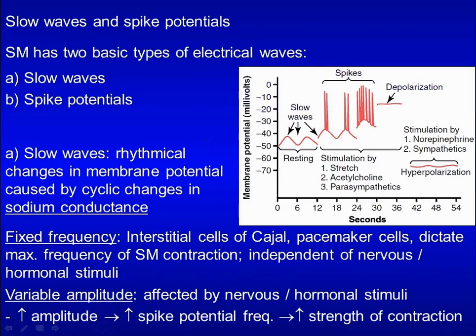Spike potentials are true action potentials. They occur when the resting membrane potential becomes higher than -40 millivolts. They cause smooth muscle contraction. The channels responsible for the action potentials are calcium channels. Opening of calcium channels allows calcium to enter the muscle cells, which causes contraction. Frequency of spike potentials is affected by nervous and hormonal stimuli.